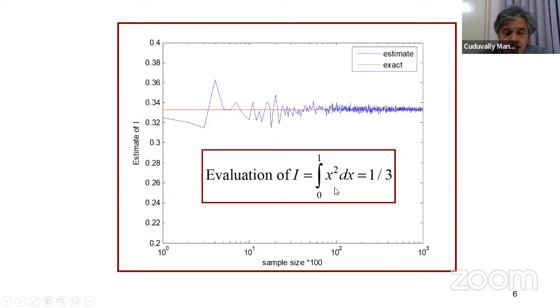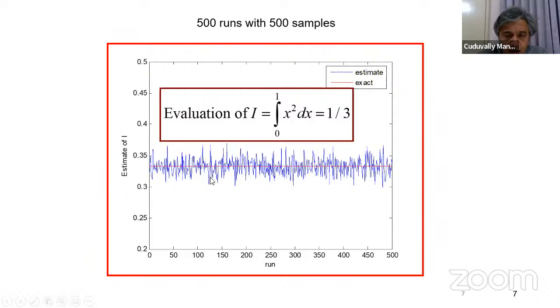So suppose I am interested in evaluating the integral from 0 to 1 of x squared dx. The answer is known to be 1 by 3. I have shown here results with a different number of samples. This is a log scale on the x-axis, and the sample size needs to be multiplied by 100 also. So you can see that 1/3 is the answer. And as we increase the sample size, you get more and more accurate answers. The sampling fluctuations keep reducing.